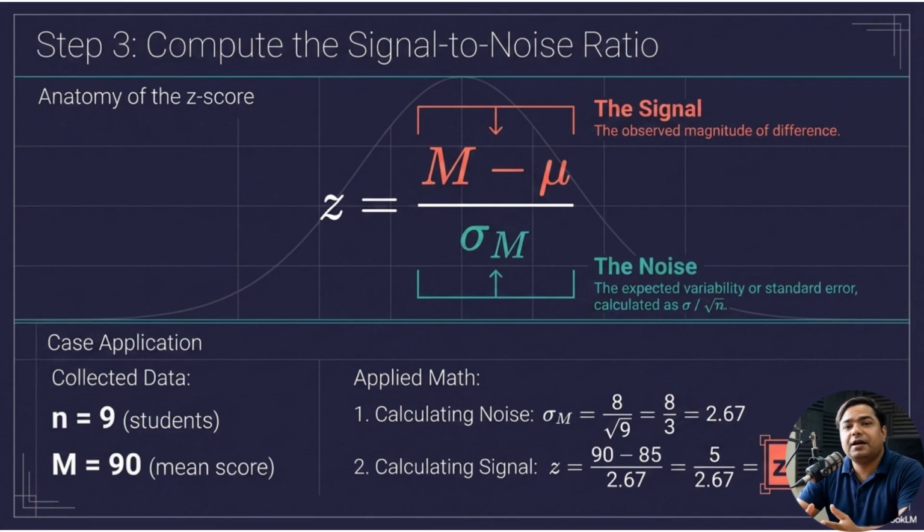That becomes 5 divided by 2.67. So z equals 1.87. What does this mean? It means the sample mean is 1.87 standard errors above the population mean. Now the question is: is 1.87 large enough to reject the null hypothesis? To answer that, we move to the decision step.